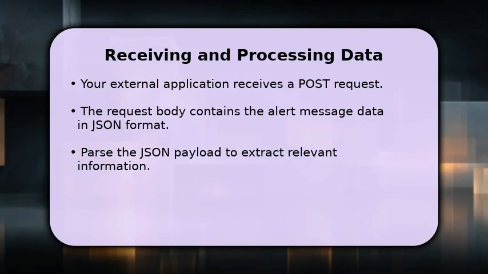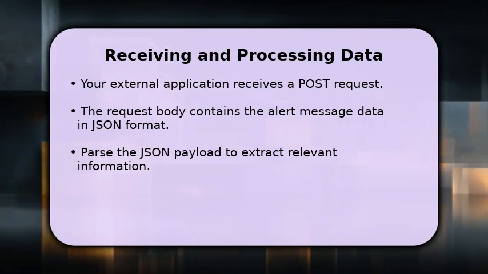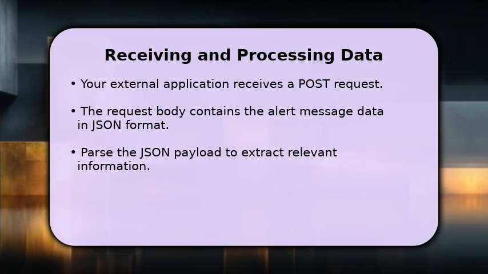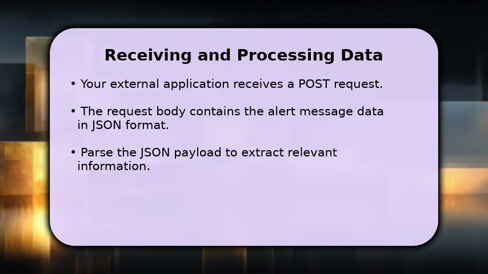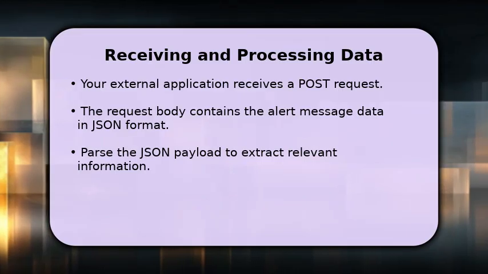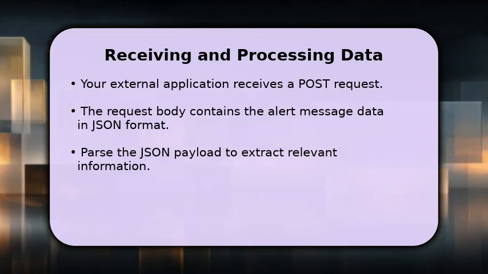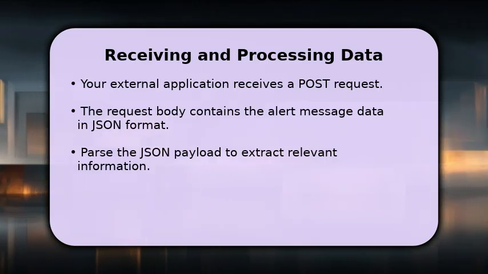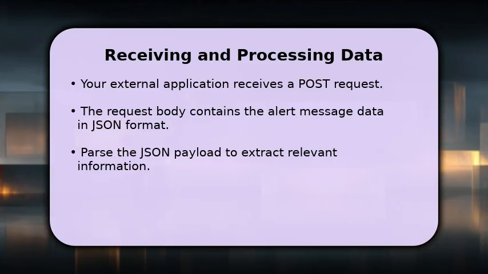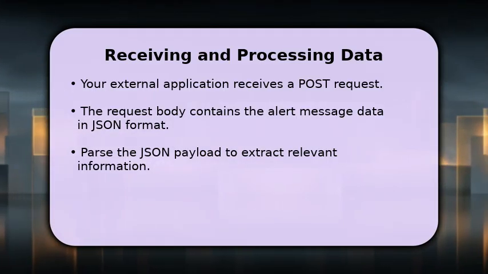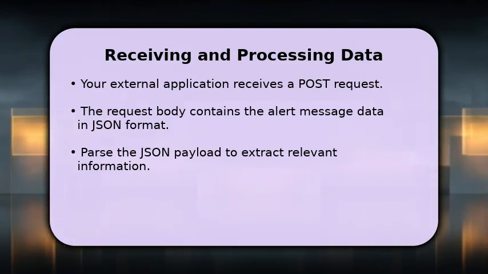Once an alert is triggered, your external application will receive a POST request. The body of this request contains the alert message data, typically in a JSON format. You will need to parse this JSON payload to extract all the relevant information, such as the symbol, price, and alert message. With this data, you can then automate various actions, like sending a message to a chat application or placing a trade. Remember to implement robust error handling for reliable operation.